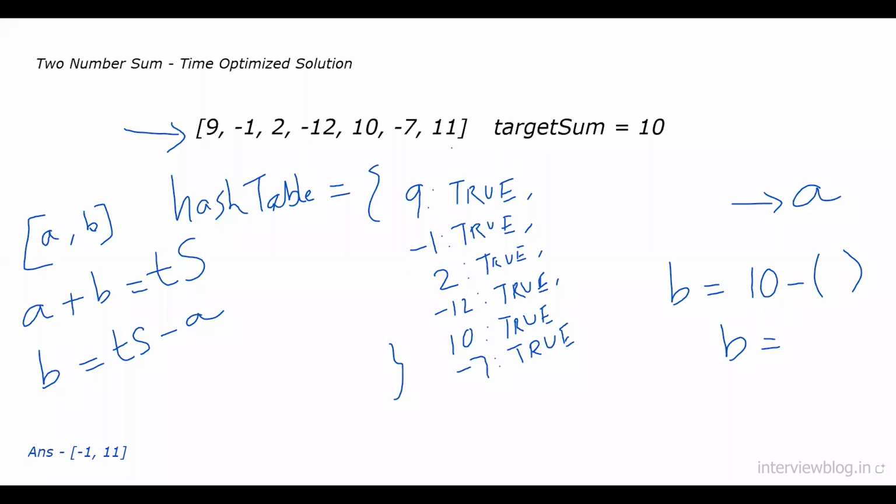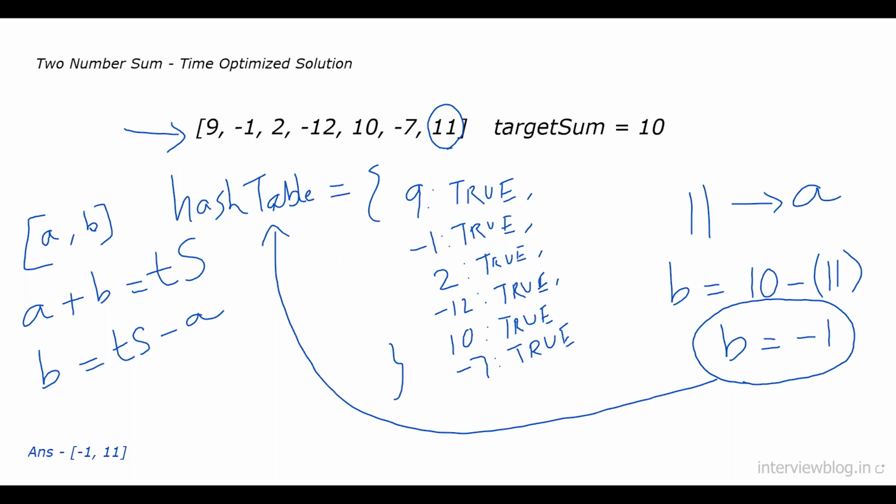So next, I'll be visiting the element 11, and now my value of A will be 11, and I'll be subtracting 11 from the target sum, which is 10, and while subtracting, I'll be getting my B value as negative 1. Now I will check if this B value is present in my hash table. We can see that our B value is present in the hash table, that is negative 1 is present in the hash table, which means that we have already seen negative 1 in our given input array.